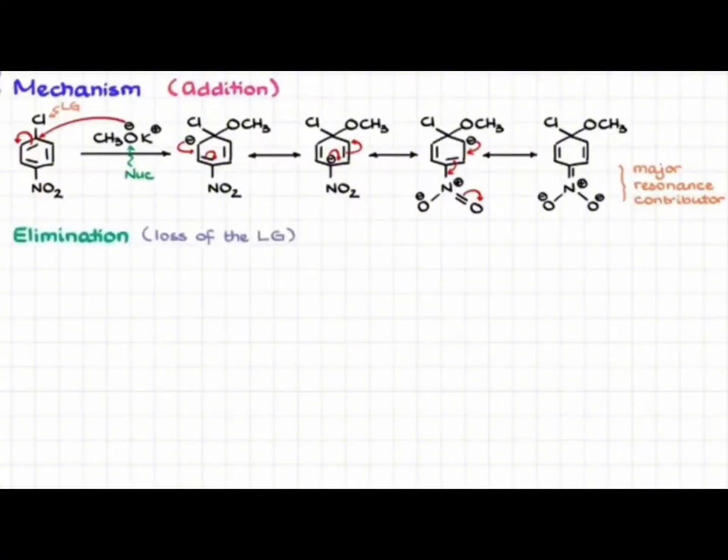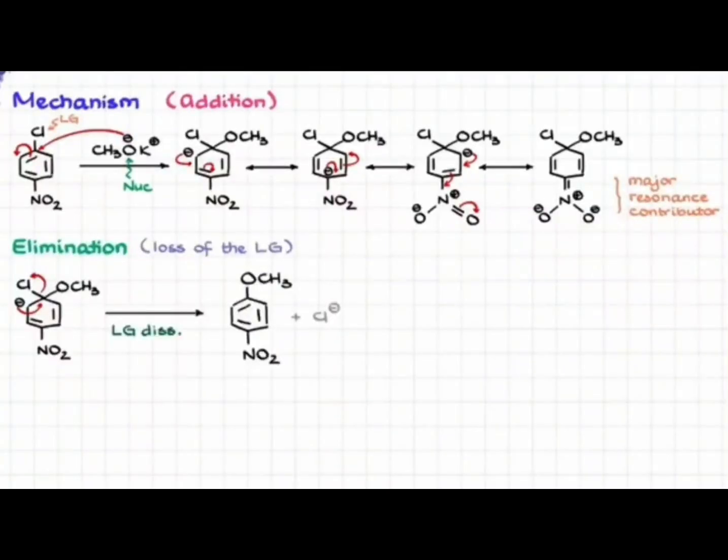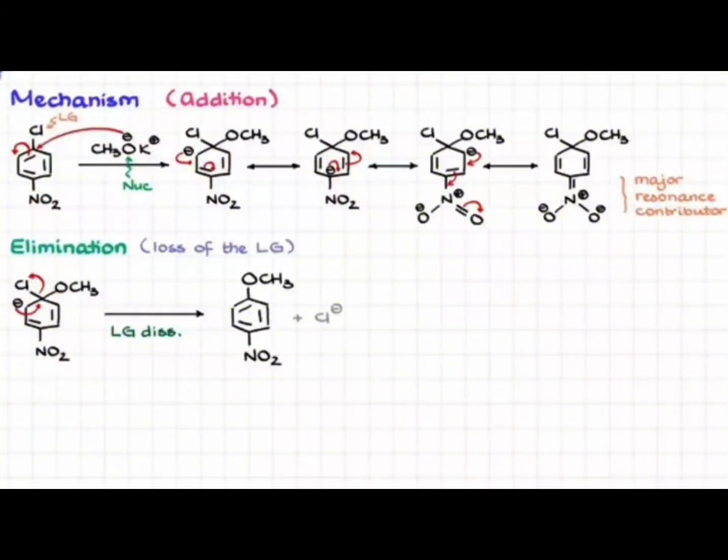Now, we are going to move on to the elimination part, in which we are going to be losing our leaving group. We can show the loss of the leaving group by showing how these electrons are going to kick back and displace this chlorine essentially out of our molecule, giving us the final product looking like this, and a Cl- just floating around minding its own business. There are a couple of extremely important points here that we need to talk about.